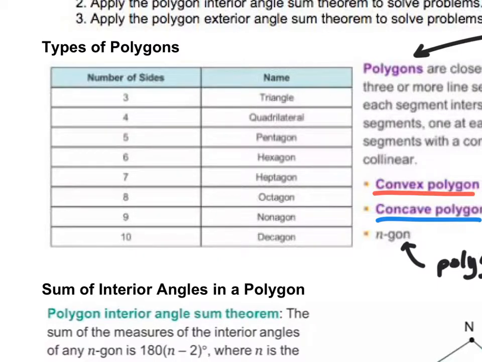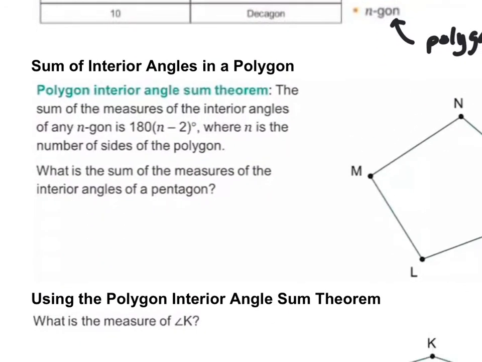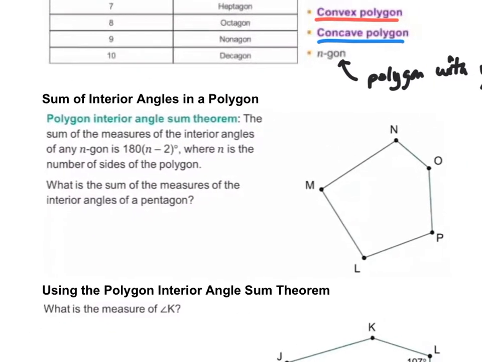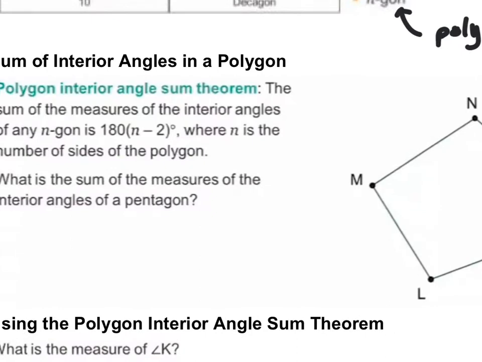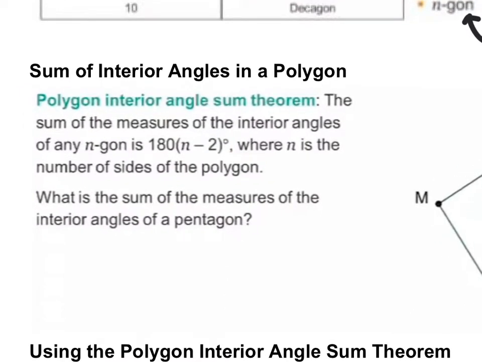Knowing how many sides are in a polygon will help us answer questions. What we know about the sum of interior angles in a polygon is that we have this little formula here. We can add up any number of angle measures using this formula, where n is the number of sides of the polygon. That's important: n is the number of sides.